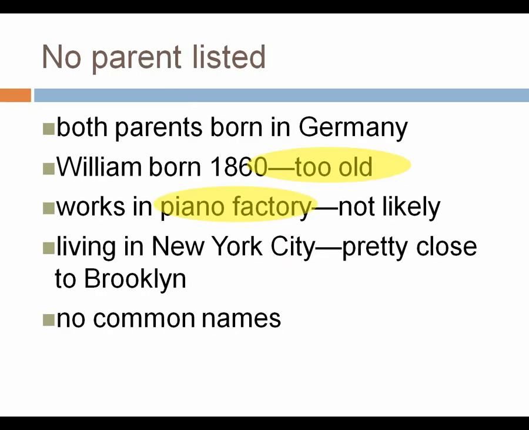And next we have a William Rudolph who is living on his own. We don't know who his parents are, but we know they were both born in Germany. He was born in 1860, which is just a little bit too old. He works in a piano factory, which is not really likely if he would have become a journalist. So it's kind of interesting. I wonder if he's connected to that other fellow who was the piano tuner. He's living in New York City, which is close to Brooklyn, but of course, since he is living alone, we don't have any other names to work with.